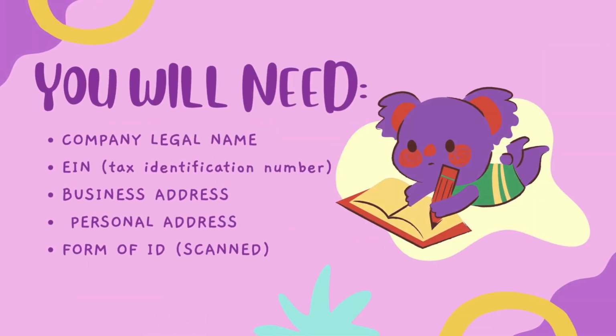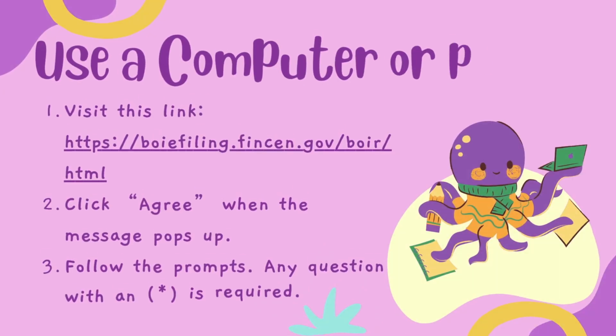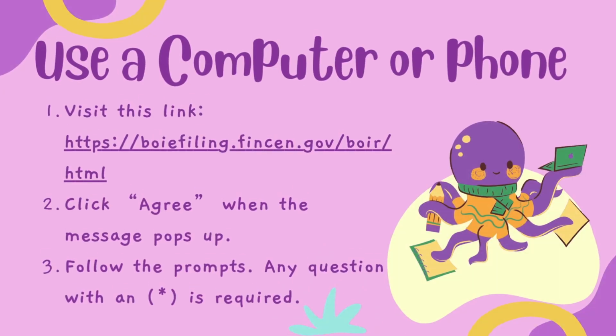Now, you will need to prepare some information just to keep on hand while you're filing this report in order for it to be as smooth a process as possible. So you will need your company legal name, EIN, business address, personal address, and a form of ID that you have scanned or taken a picture of. I personally recommend that you use a computer, but you could use your phone.